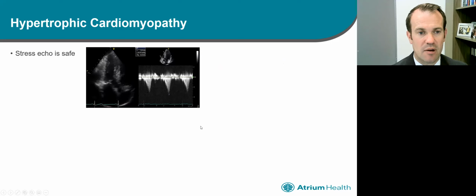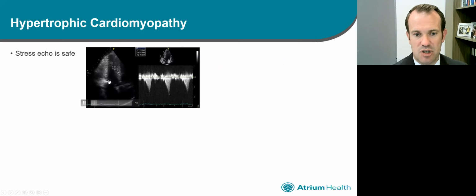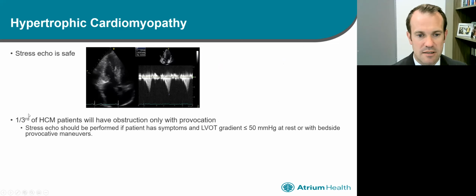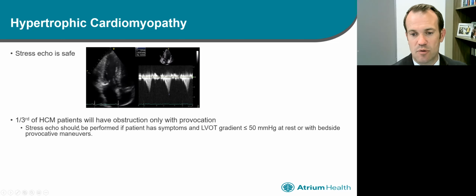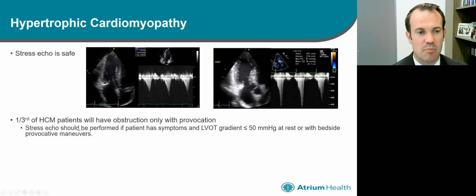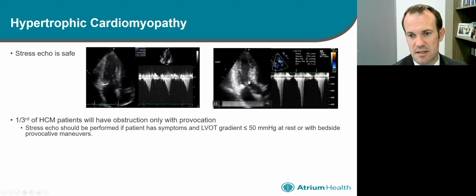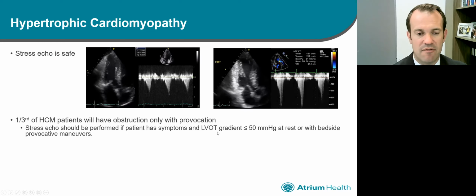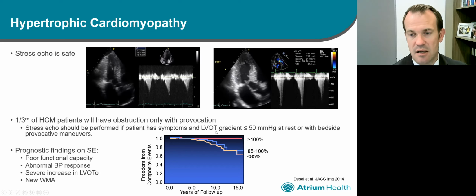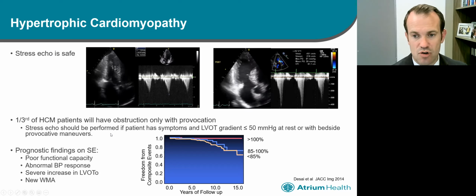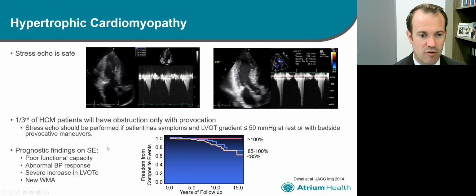Finally, for hypertrophic cardiomyopathy, it's important to emphasize that exercise echo is safe. This is a patient who has moderate SAM at rest, but we must remember that a third of patients will obstruct only with provocation. And so we should do stress echo on those patients who have symptoms with an LVOT gradient of less than 50 at rest, or with bedside provocative maneuvers. We can often see them develop severe systolic anterior motion of the mitral valve and very high gradients. And this will dictate whether a patient goes for surgery or how we will manage them going forward.